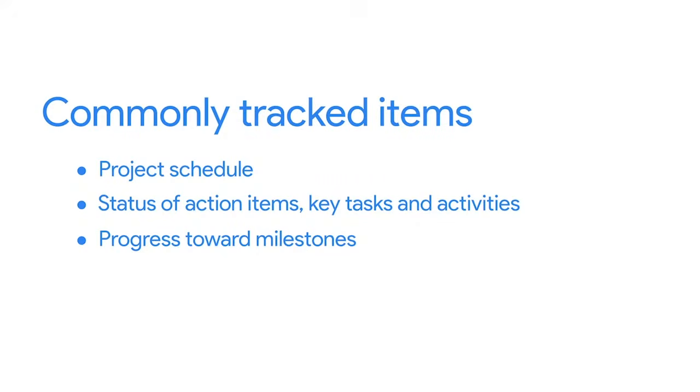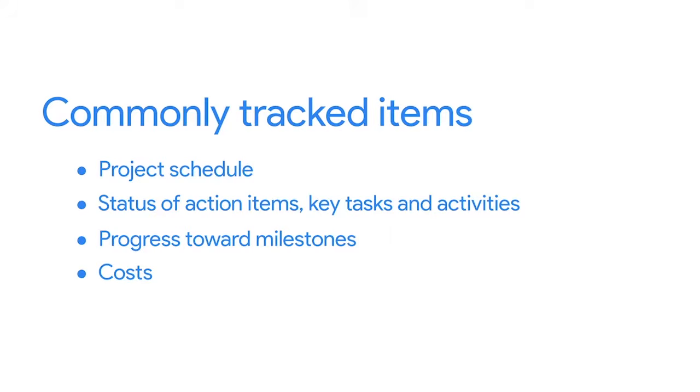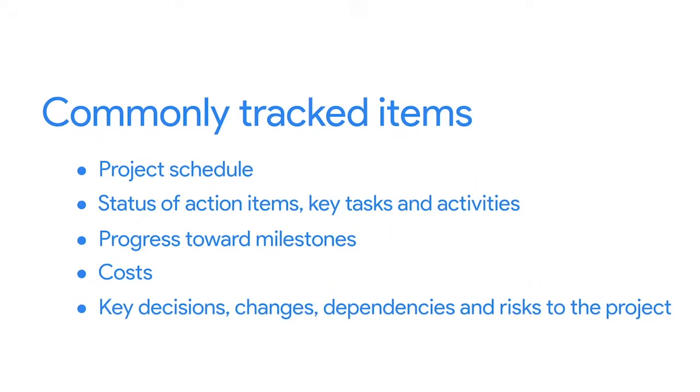Next, you'll also need to track costs to ensure that you don't overspend or underspend on project tasks. As I mentioned earlier, all projects have budgets, and whether or not you're overseeing the entire budget, you may be overseeing tasks and resources that have budget implications. And finally, you'll need to track key decisions, changes, dependencies, and risks to the project, including any agreed upon scope changes. This way, your team and stakeholders are aligned on what needs to be done for the project to succeed. We will cover this in more detail throughout the course since it's a big part of running the project.